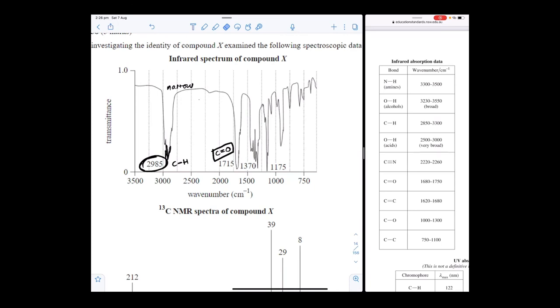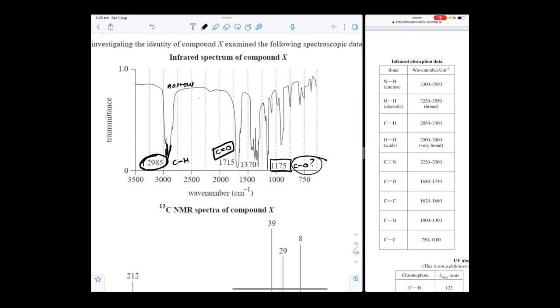What about 1175? What could that be? Carbon... no, because that's 1100. Remember, the trough has to be carbon double bonded to O, not single bonded to an O. Do you all see that? Is everyone with me? The 1175 could be... Oh, I thought you said 1715. No, sorry, 1175. That could potentially be a carbon bonded to an oxygen. We're just going to put a question mark there and circle it. Okay, that's what I would do right now.